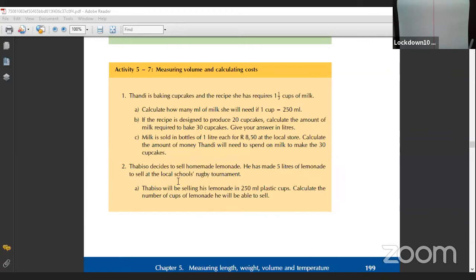Okay, let's move on to part C, guys. Part C says, milk is sold in bottles of 1 liter each for R8.50 at the local store. Calculate the amount of money Tandy will need to spend on milk to make the 30 cupcakes. So from our previous calculation, we found that she had to use what?